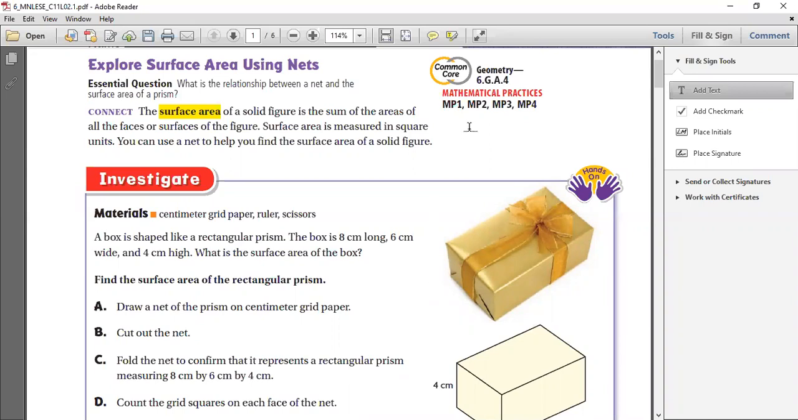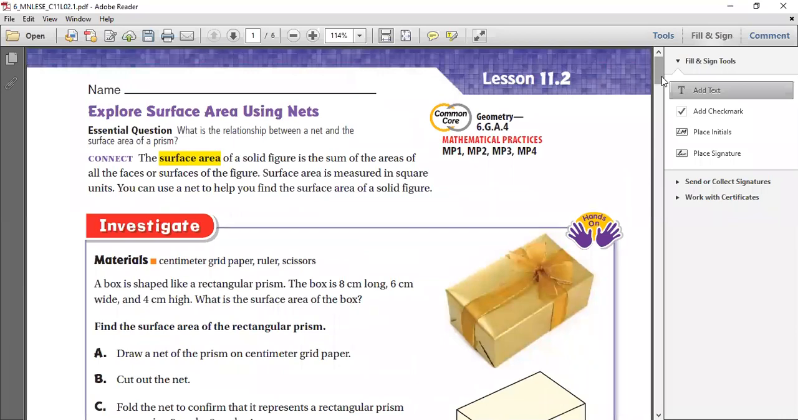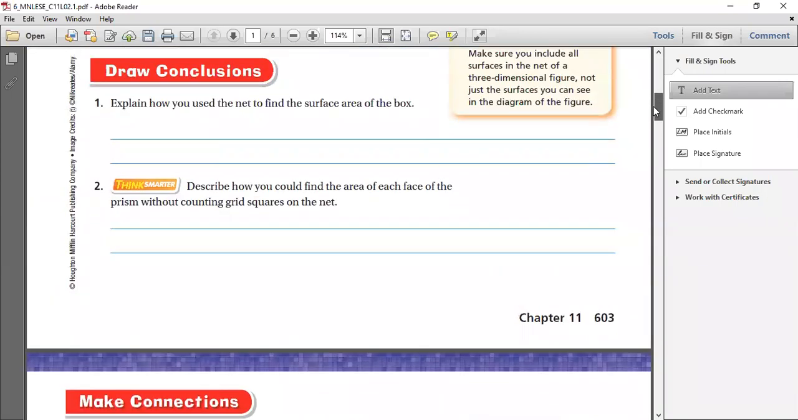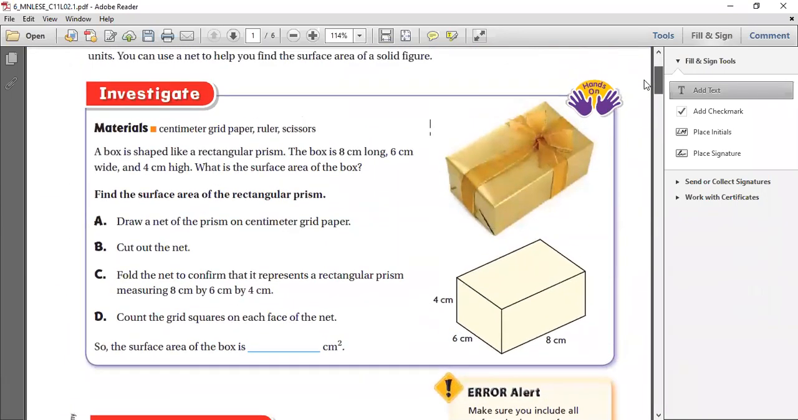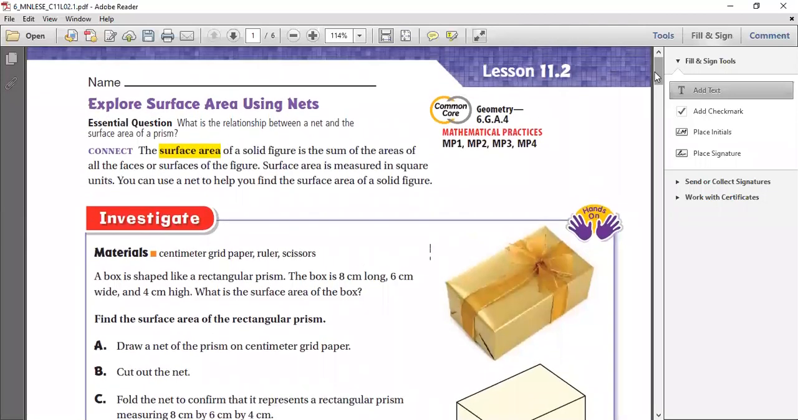So today we'll be starting off with chapter 11, lesson 2, which is about exploring surface area using nets, and that's going to be page 603 onwards. Now first of all, before we start this lesson, we need to know what they are talking about. What does this word surface area mean? Surface area means it is the sum of areas of all the faces of the figure.